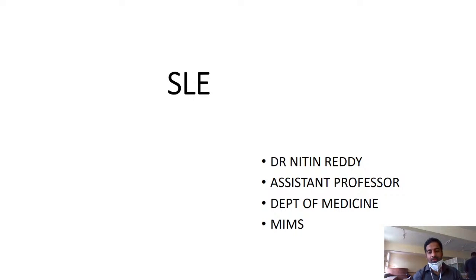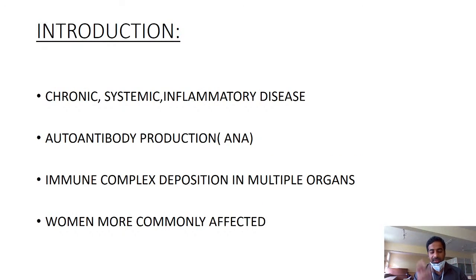Morning, everyone. So I'll be continuing the musculoskeletal system. I'll be talking about SLE. It is a chronic systemic inflammatory disease, mainly dealing with production of autoantibodies. Mainly ANA is the most common autoantibody. Anti-dsDNA is the other specific and more common autoantibody.